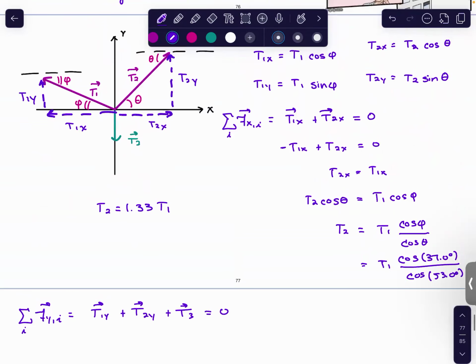Now, the next thing we're gonna wanna do is look at our sum of forces in Y. Okay, so what do we have in Y? We have T1Y, T2Y, T3. Now let's think about positive and negative. T1 and T2, they both point the same direction. So T1Y and T2Y, they both point the same direction, so they're both gonna be positive. Your T3 points down, it's gonna be negative.